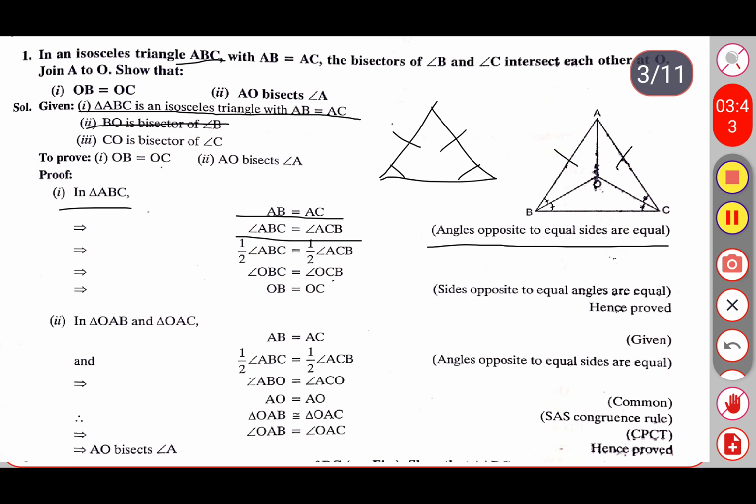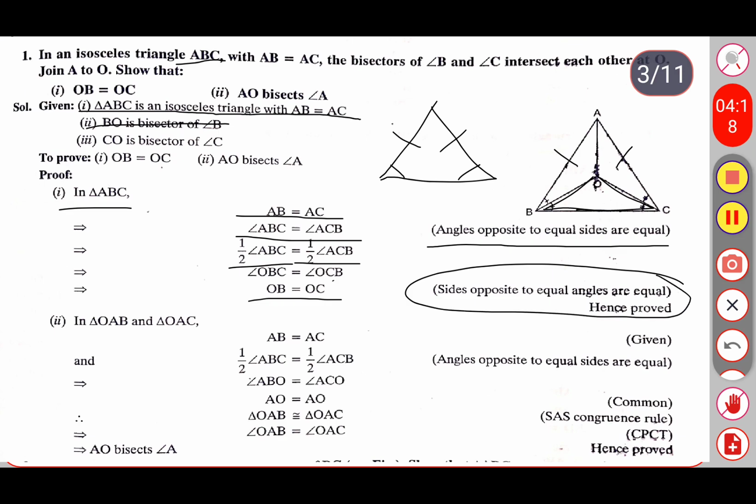Next, BO and CO are the bisectors of angle B and angle C. It is already given in the question. With the help of this data, you can easily say that half of angle ABC and half of angle ACB are angle OBC and angle OCB. Half of angle B and angle C here. It means OB is equal to OC. This is the proof of the first part.